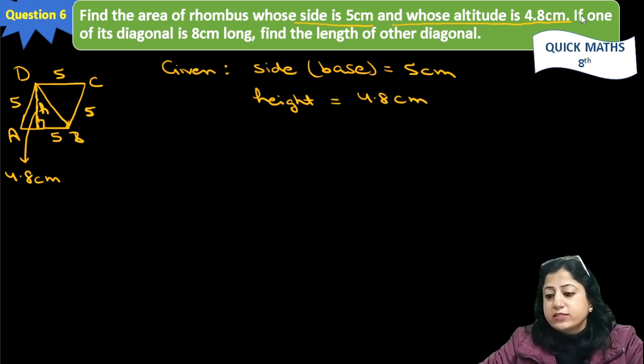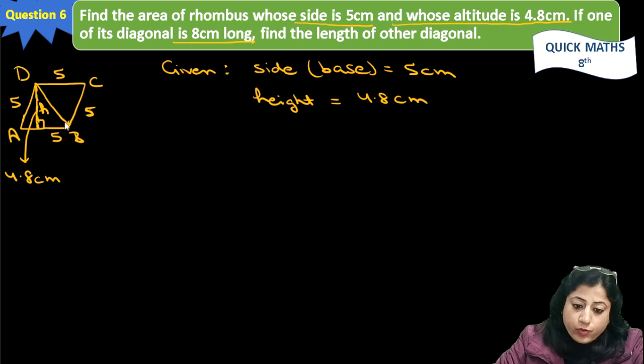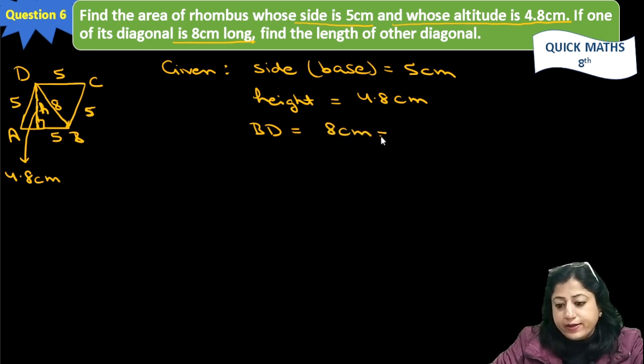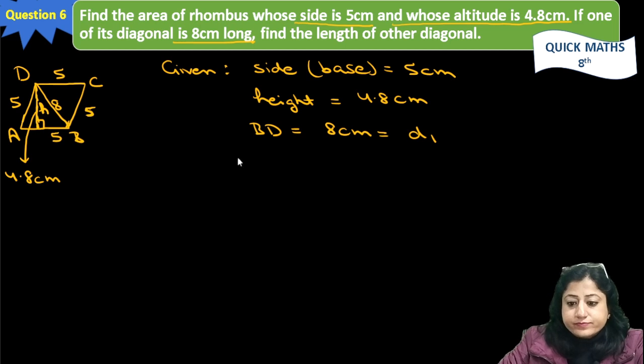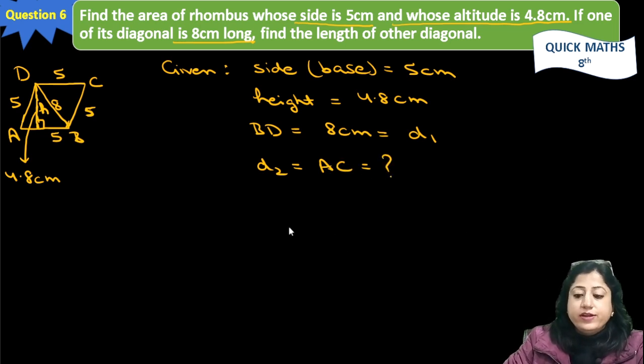Now come to the next line. If one of its diagonal is 8 centimeter long, he is saying that suppose BD is 8 centimeter long, one of its diagonals. So BD is 8 centimeter long. It can be called as D1. Find the length of other diagonal, means we have to calculate D2, that is AC. We have to calculate the length of D2.